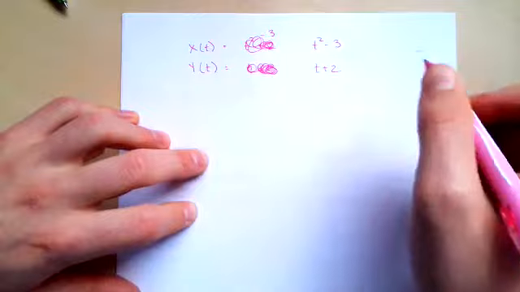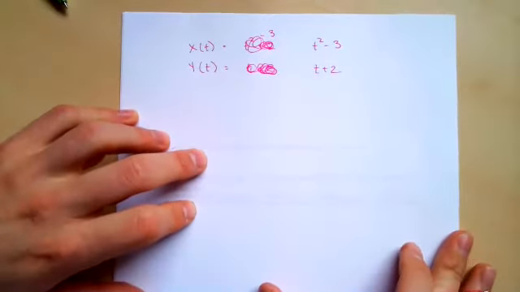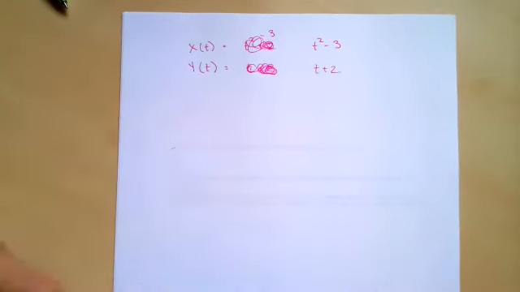Yeah, so the way I did this is I just took x equals t squared minus 3. I solved for t and got t equals square root of x plus 3. And then I plugged that in and I got y equals square root of x plus 3, plus 2. And that's where I stopped.